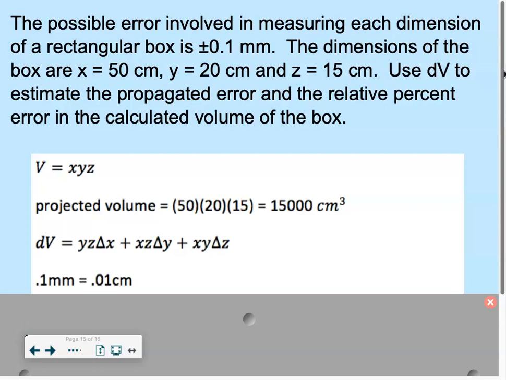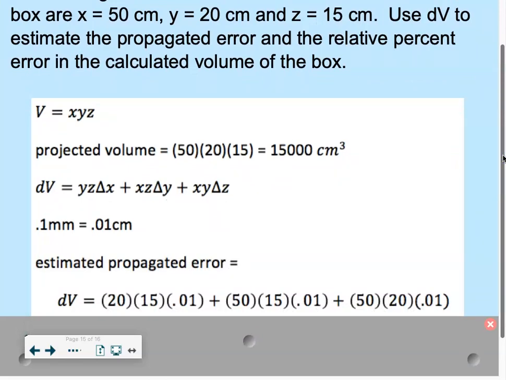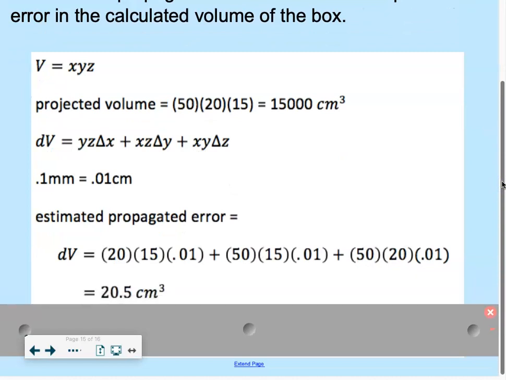So you're doing, there we go, yz times 0.01 plus xz times 0.01 plus xy times 0.01. All right. So your estimated propagated error would be 20.5. You guys did it in millimeters. Okay, so 20,500 cubic millimeters, 20.5. Make sure it's centimeters cubed. Okay, 20.5. You can put units. That's okay. Good.